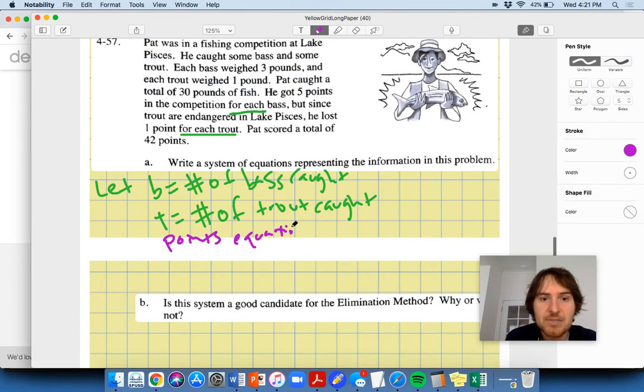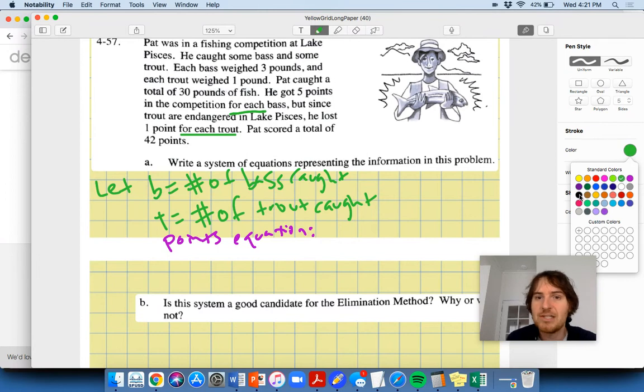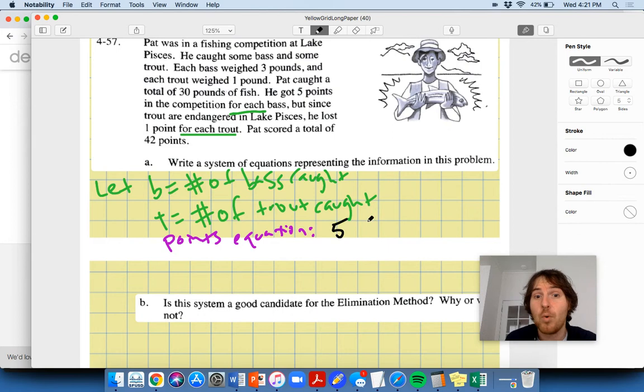This is a system, so we're looking for 2 or more equations. His point equation is going to be, and it says for each, so this is going to work kind of like a slope. 5 points for each bass, so 5 times however many bass he has. Think about it in your head, making sure it makes sense. If he has 1 bass, 1 times 5 is 5 points. 2 bass, he gets 10 points because 2 times 5 is 10. 3 bass, that's 15 points. I think we set that up correctly.